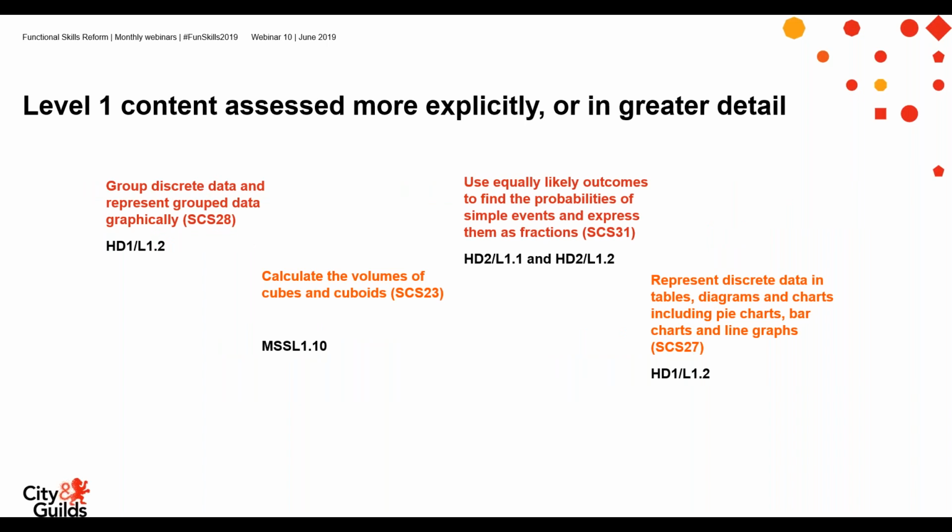And again, just some more examples of level 1 content assessed more explicitly or in greater detail. Again, they use equally likely outcomes to find the probabilities of similar events and express them as fractions. Slightly different terminology, show that some events are more likely to occur than others. The cuboids was given as an example rather than explicit in the core curriculum under the measure shape and space level 1.10.